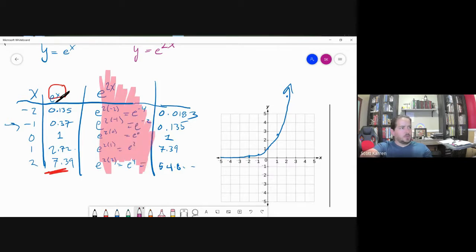But if I plot these points, x is -2. Y is that very small number. If x is -1, I get 0.135. If x is 0, oops, I missed. If x was -1, it was 0.135. If x was 0, I got 1.